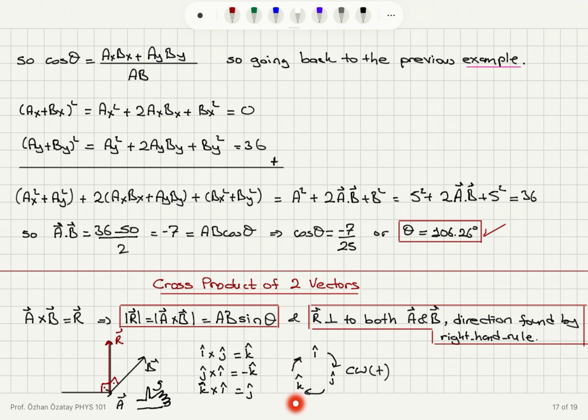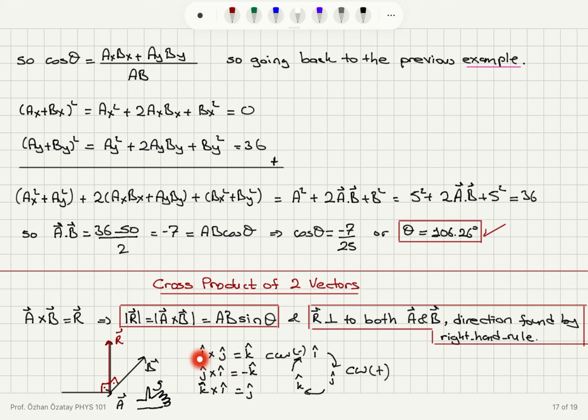So if we go in the clockwise direction, we will have a positive. If we go in the counterclockwise direction, we will have a negative answer. So counterclockwise will be negative. So i hat cross j hat is k hat.